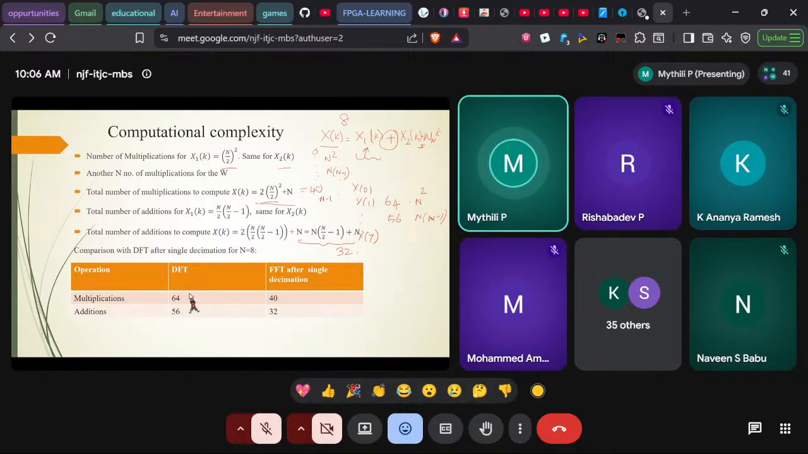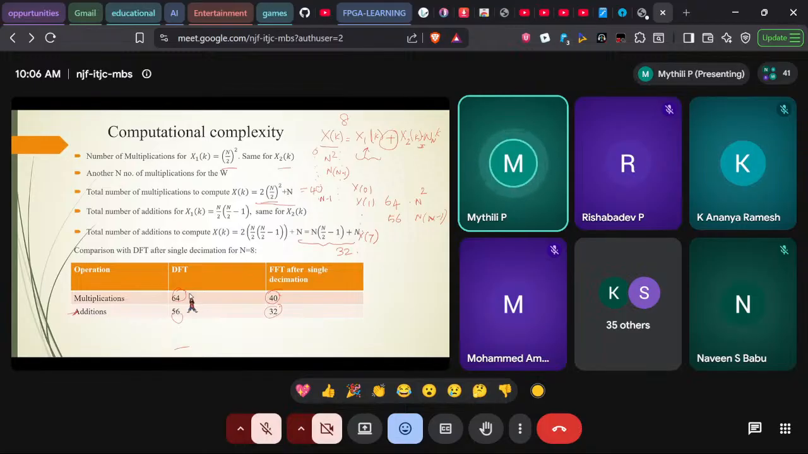So one single decimation, if you see, you have reduced the number of multiplications from 64 to 40, and then the number of additions from 56 to 32. That is quite some reduction, right?